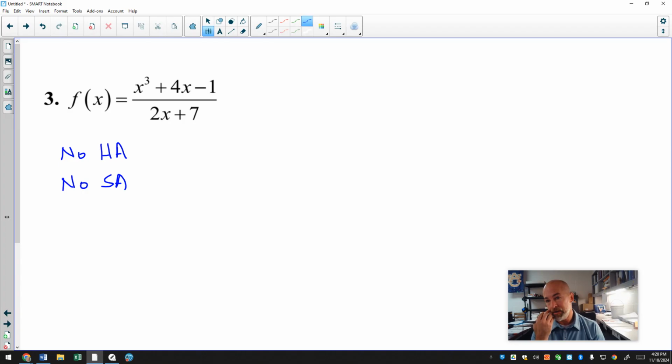That numerator, x cubed plus 4x minus 1, is not going to factor nicely at all. If it factors, it probably doesn't even factor. I'm not even going to try. If it were x squared, then we'd have a quadratic, and maybe that would factor, but x cubed, not so much. So for the vertical asymptote, we'll set that denominator equal to 0. It's kind of ugly, but x equals negative 7/2. Here's my vertical asymptote.